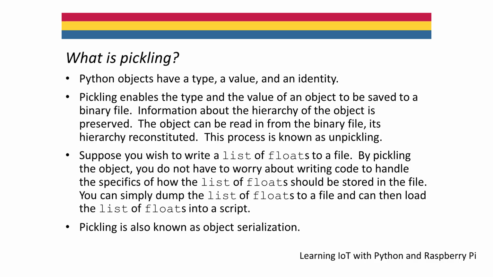Python objects have a type, a value, and an identity. Suppose you wish to store a list that contains float-type items or a list of lists that contain int-type items. Pickling enables the programmer to simply dump the data as a list of float types, as a list of lists of int types, etc. to a file. The reverse process, termed unpickling, enables the program to load the object back in without having to write code to convert the data back to the appropriate type. Essentially, the object's hierarchy is reconstituted.